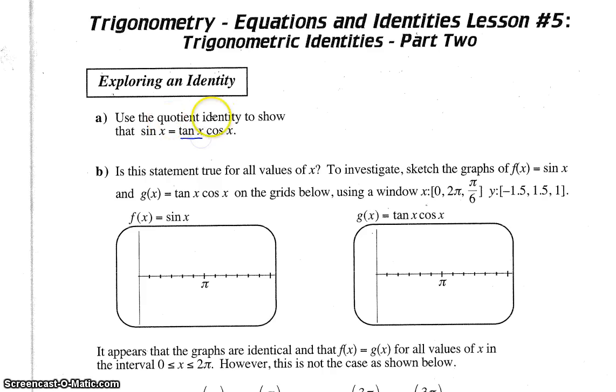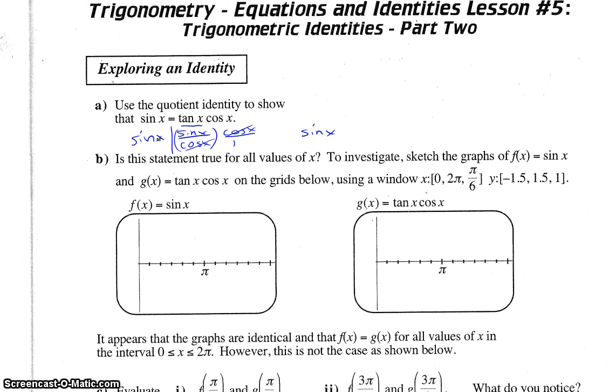It says use the quotient identity to show that sine x equals tan x over cos x. So tan x we know is equal to sine x over cos x. Okay, and if we multiply that by cos x, really cos x over 1 if you're multiplying by a fraction, so let's change that to over 1, you'll notice that these common factors of cos x, one on the top, one on the bottom, can cancel, and you're just left with sine x. So we've shown that the right-hand side can equal the left-hand side.